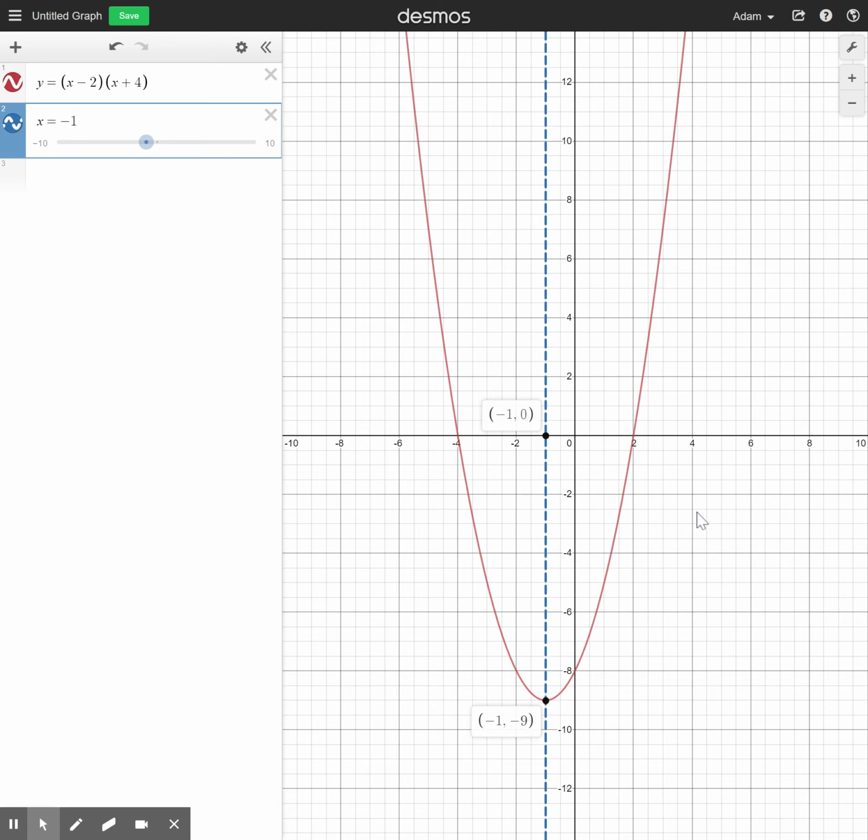So one more time to recap, we have the vertex, we have the axis of symmetry, we have the x-intercepts, sometimes called the roots, and we have the y-intercept right here.